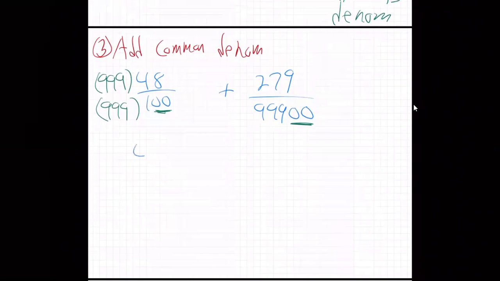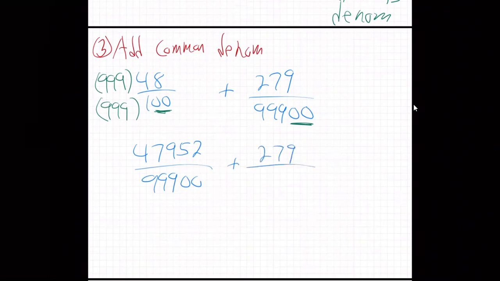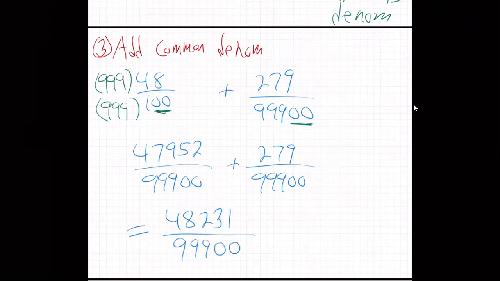999 times 48, so I'm getting 47,952 over 99900 plus 279 over 99900. Put it all together. I'm getting 48,231 over 99900. There it is.